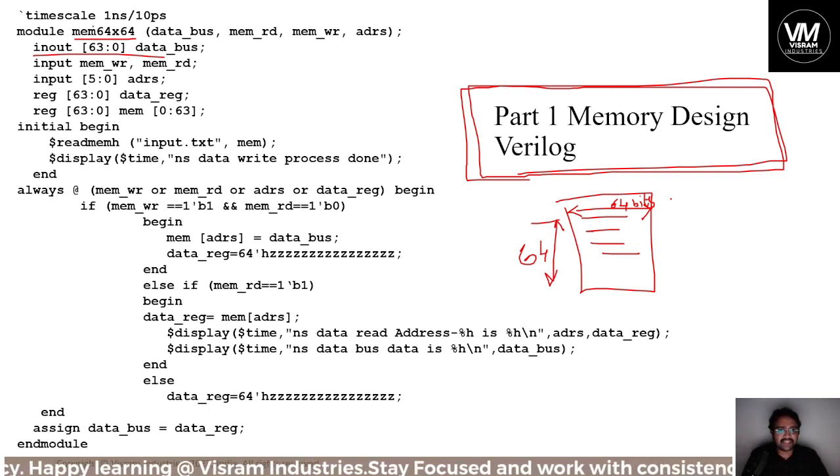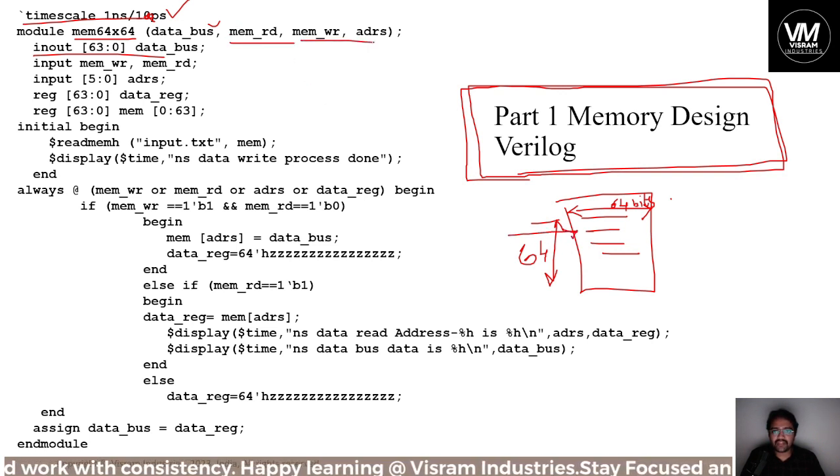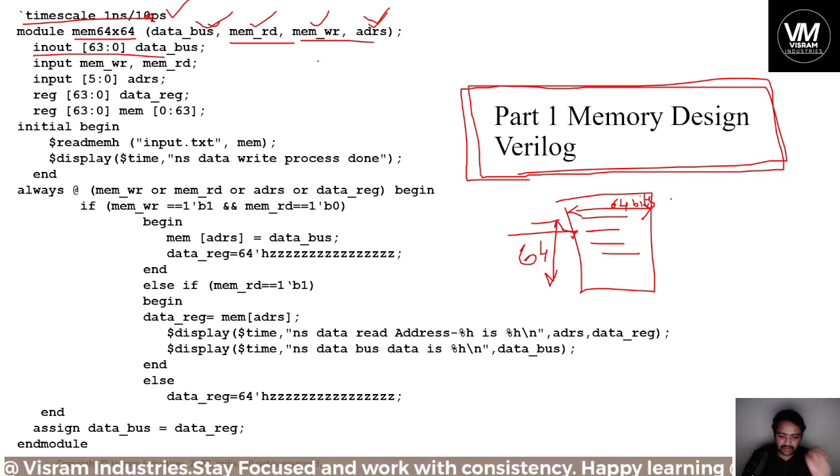So how do we design the Verilog module? First, `timescale 1 nanosecond / 10 picoseconds. 1 picosecond is also fine. So 1 nanosecond / 1 picosecond, module mem 64 by 64. We have the data bus, memory read and memory write commands, and address location as inputs. So we are just having a memory design with data bus, address bus, and memory read and write. We are just issuing read and write commands to the memory.